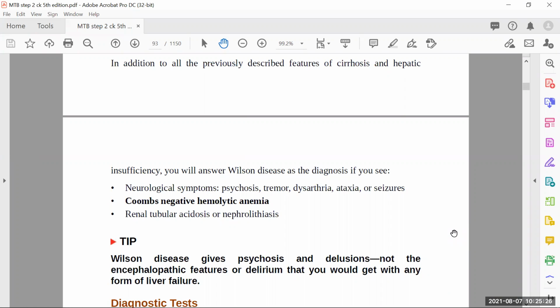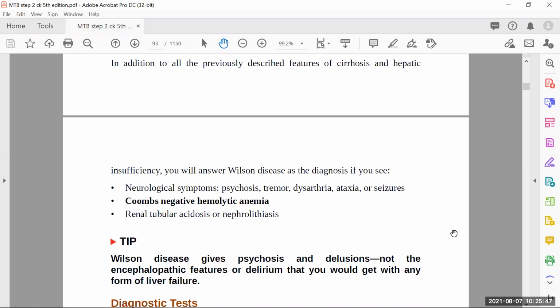It can form renal stones. We may find renal stones because copper can easily form a salt, and that salt can be deposited and accumulated in the renal system and cause nephrolithiasis. So you may find different presentations, and most of the time you will not find all of these symptoms.